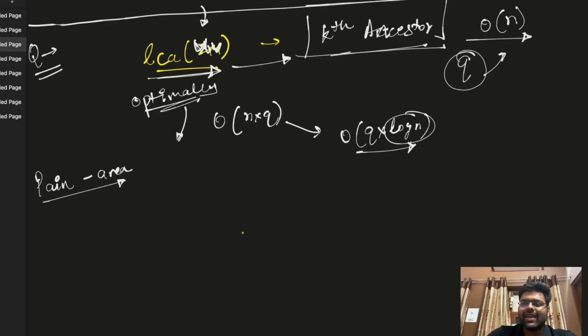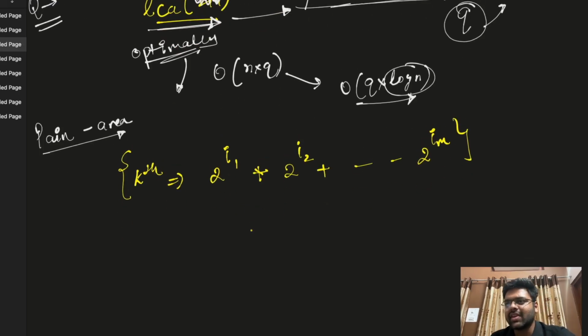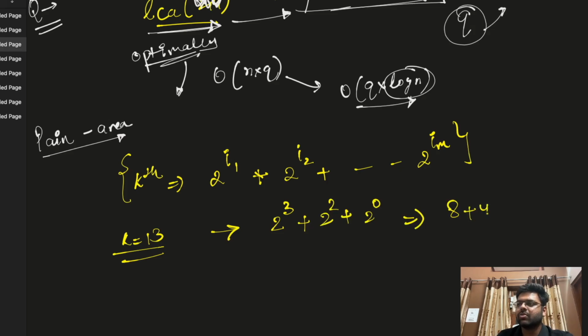If we talk about the kth ancestor, can I write this k as 2 to the power i1 plus 2 to the power i2 till 2 to the power im? I can break this k into some powers of 2, right? Let me give you an example. Let's suppose k is equal to 13. We could break it into 2 to the power 3 plus 2 to the power 2 plus 2 to the power 0, which is 8 plus 4 plus 1. So we could definitely break it in the same fashion.